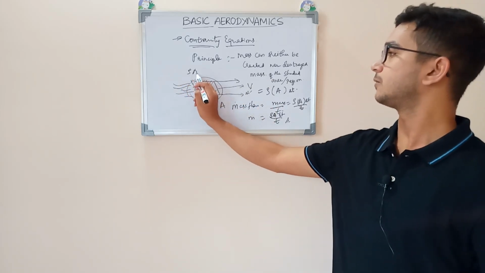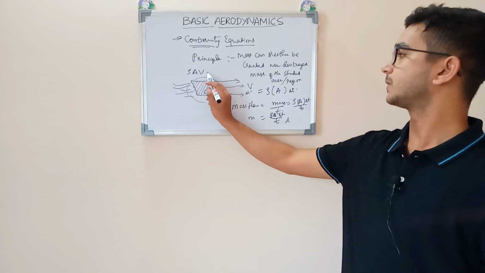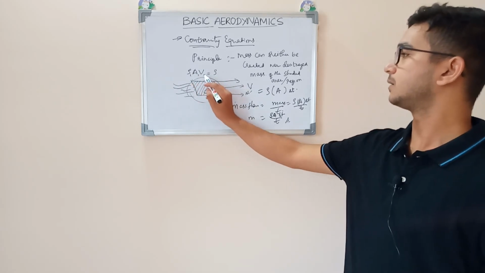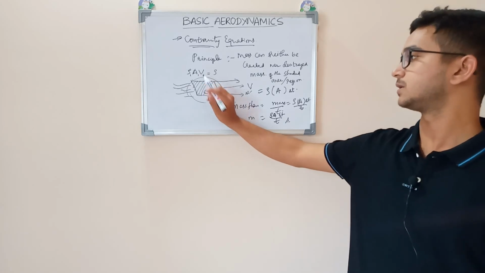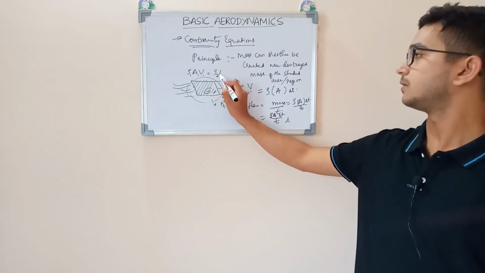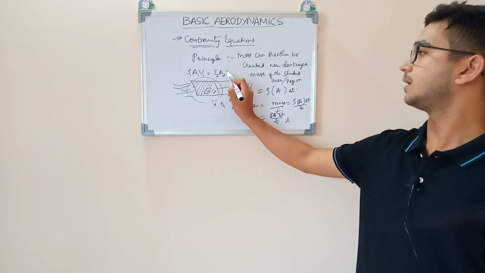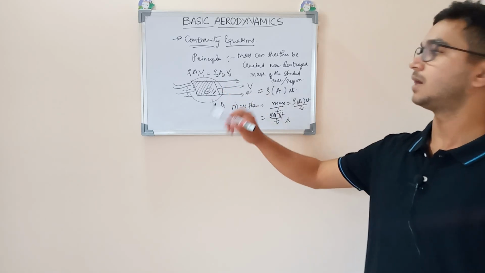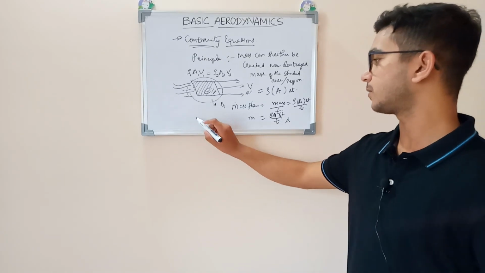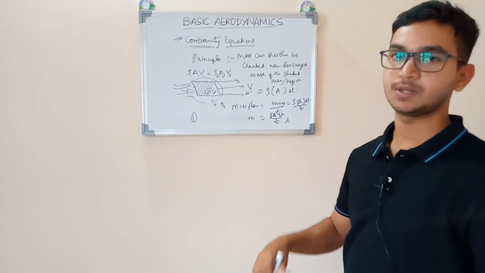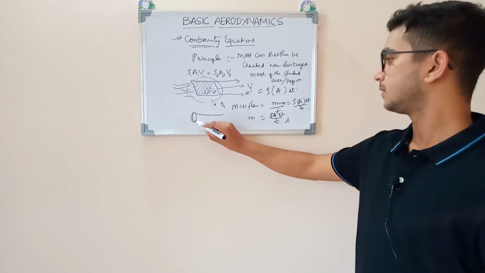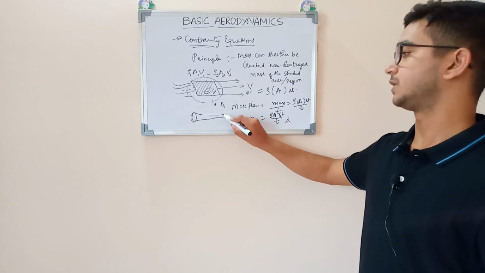Basically the equation is like this: density into area into velocity, at area 1, density 1 and velocity 1, is equal to the density, area and velocity at the second section. For this I would like to consider a nozzle. This is a small convergent nozzle.